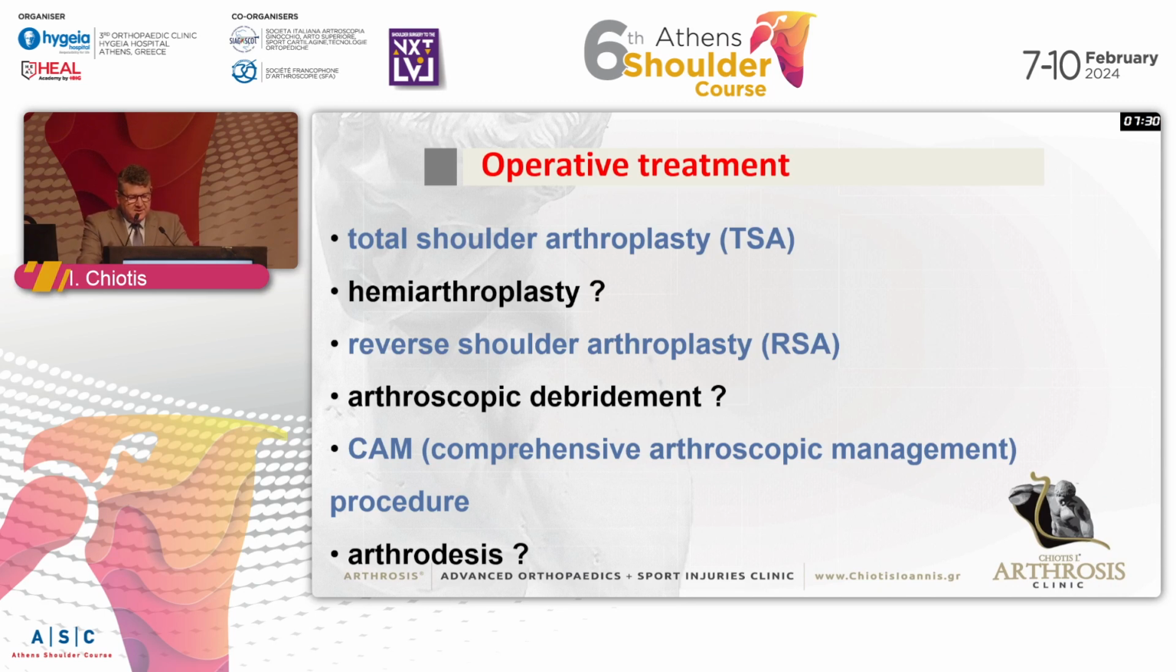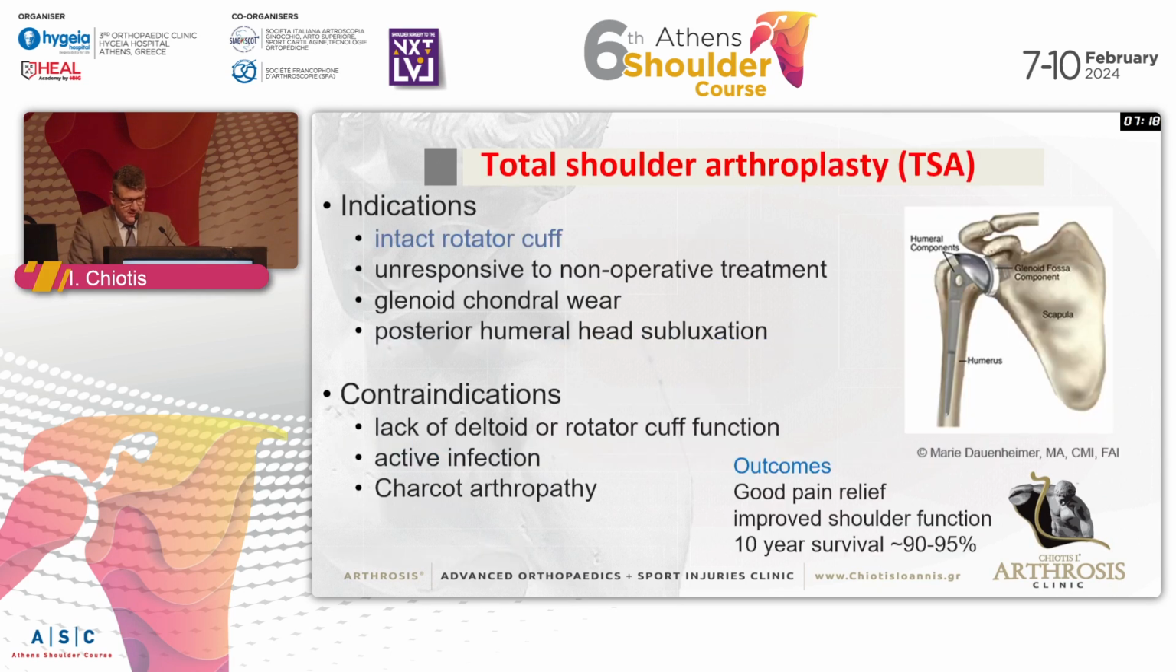In operative treatment, we have total shoulder arthroplasty, anatomic arthroplasty, hemiarthroplasty, a technique we have abandoned, reverse shoulder arthroplasty, arthroscopic debridement, and CAM. Total shoulder arthroplasty, or anatomic arthroplasty, has indications of intact rotator cuff, unresponsiveness to non-operative treatment, glenoid chondral wear, and posterior humeral head subluxation. Contraindications are lack of deltoid or rotator cuff function, active infection, and sarcoarthroplasty.